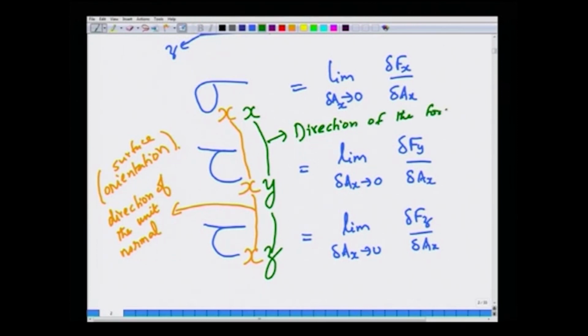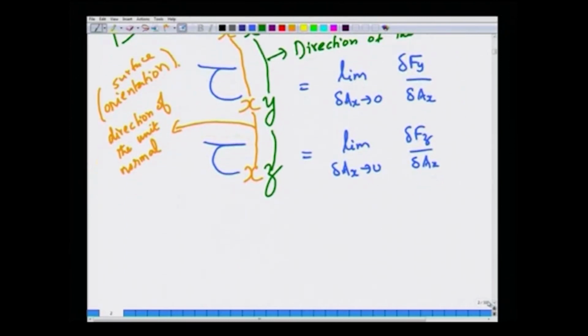The forces can act in either the x, y or z direction on a surface whose unit normal is in the plus x direction, which is i. So, on this surface you could have forces with 3 components. Therefore, you need 2 subscripts to denote the 2 issues: one is the direction of the force, the other is the direction of the unit outward normal to the surface on which we are considering the force.